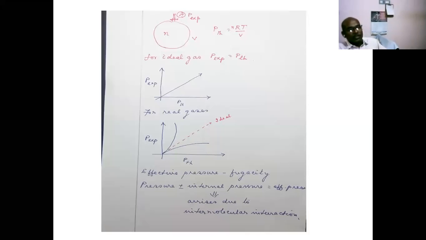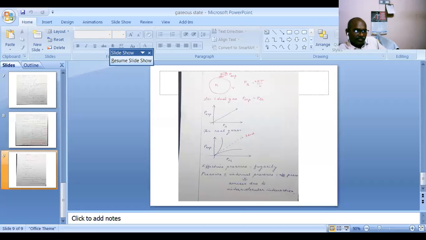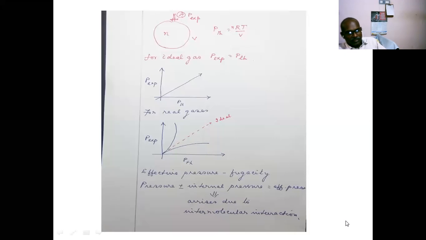And when you calculate the pressure according to the ideal gas equation, the calculated pressure and the experimental pressure for an ideal gas are equal. But in the case of a real gas, it is different. So real gases have some internal pressure which arises due to the intermolecular interactions. So with this, we come to the end of today's discussion. Let us see in the next class.